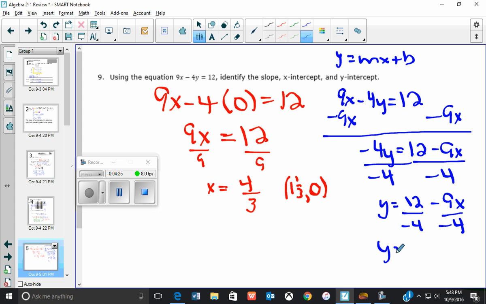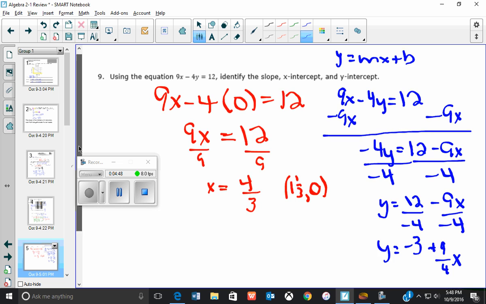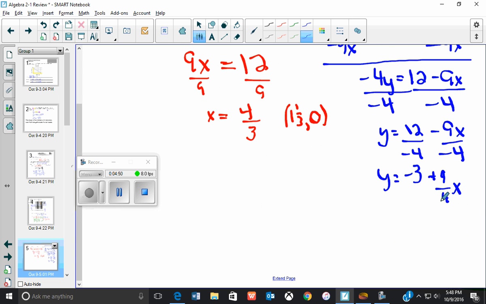y equals, what's 12 divided by negative 4? That would be negative 3. Now what's a negative divided by a negative? Well, that would be positive. So my result here is going to be a positive 9/4 x. That should be a 9. Okay, let me move this down a little bit. Okay, so we're almost there.